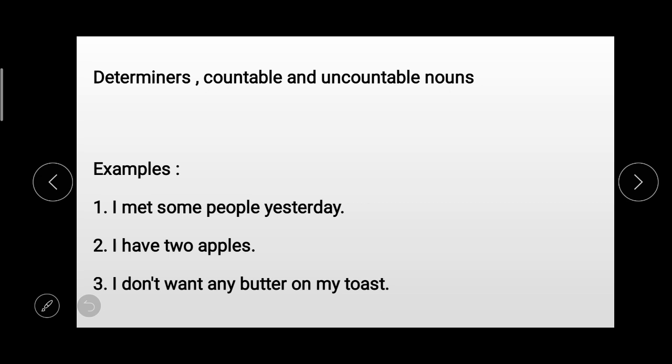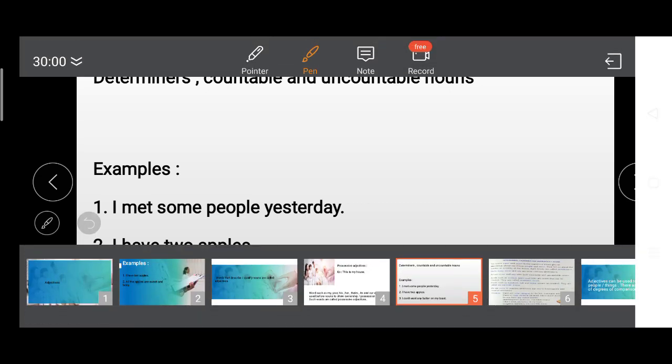Here you can see the first sentence, I met some people yesterday. Here the word some gives information about the noun people, and it tells us the number or the quantity of the noun, and we will call them determiners. Then in number 2, I have 2 apples. You can count the apples, right? So we will call them countable nouns.